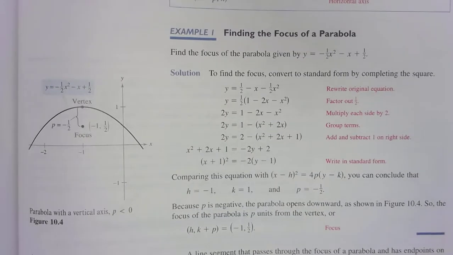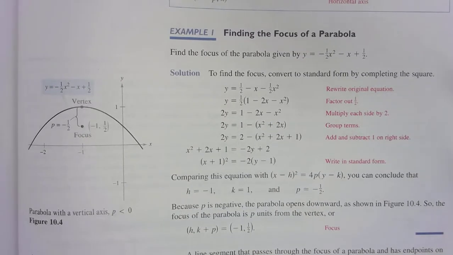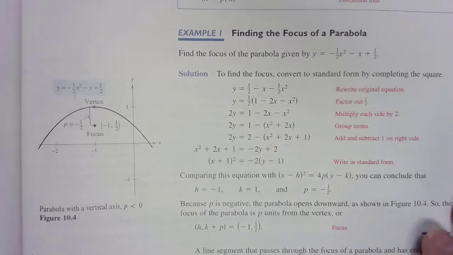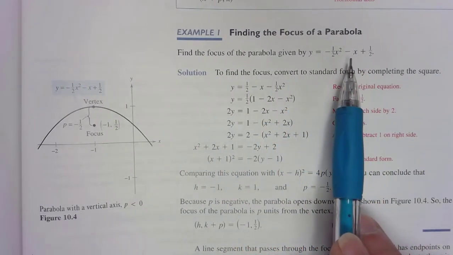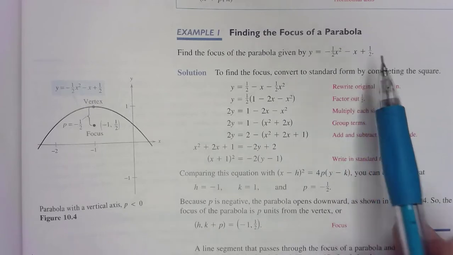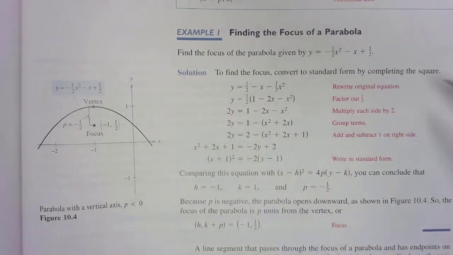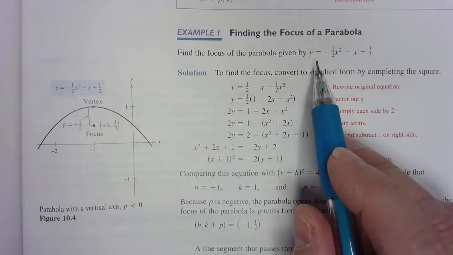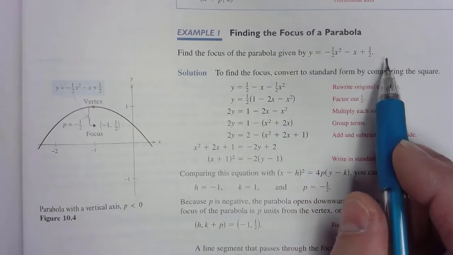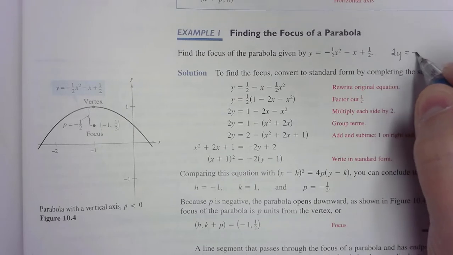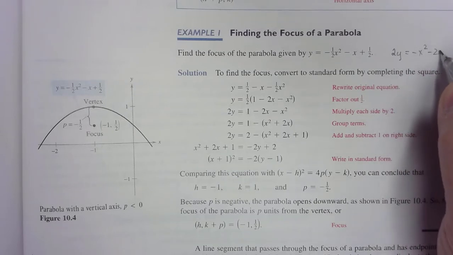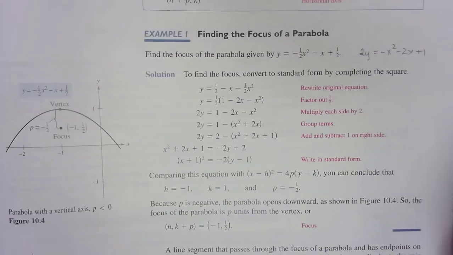In general, I just want to talk about the shape and the equation from the standard form of the equation. If we look at this, we can see that this is not in a standard form. What could I do to get it? Well, I can go through all this process, or I can multiply everything by 2. That is going to give us 2y equals negative x squared minus 2x plus 1.